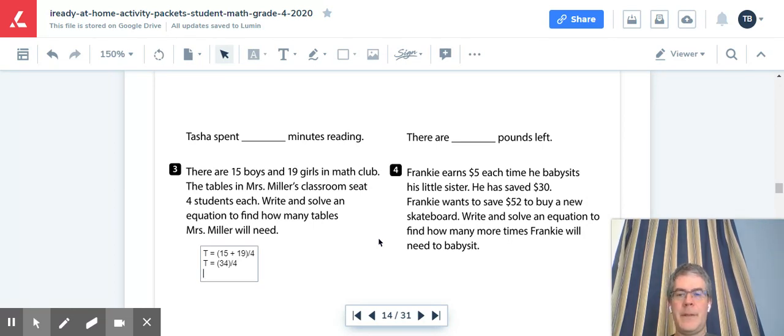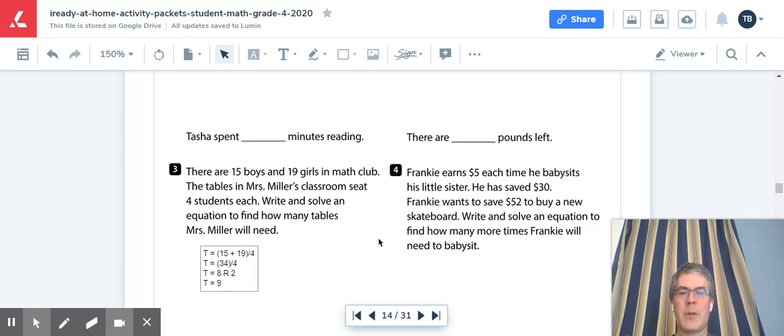Now, thinking back to my division facts, I know 34 doesn't divide evenly by 4. 32 is a number that's pretty close. That divides by 4 8 times, but that's going to leave me with a remainder of 2. So that 2 is 2 students who are left without a table. Mrs. Miller's not going to want 2 students just standing around, so the number of tables she needs in order to fit all of the students is actually going to be 9 tables.